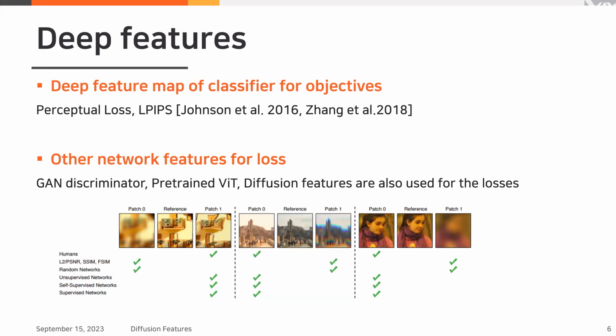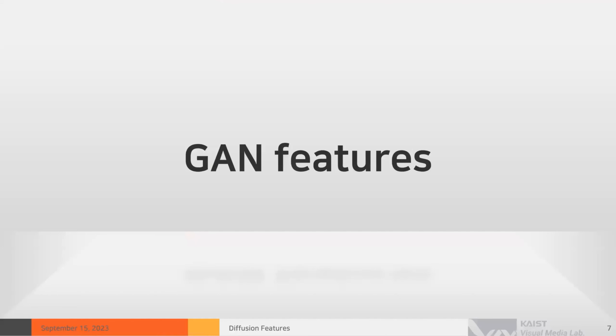Another line of research is style transfer, which uses the feature map for transferring the style while preserving the contents. So I'll move on to the GAN features.